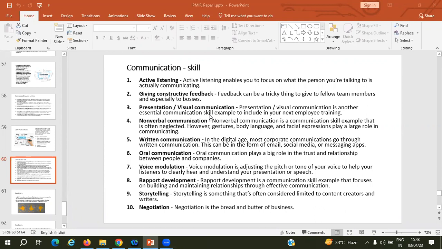So how are you writing? You are drafting a business letter. You are drafting a contract between you and your business partner. So what you are drafting requires a lot of communication. That comes under written communication skill.